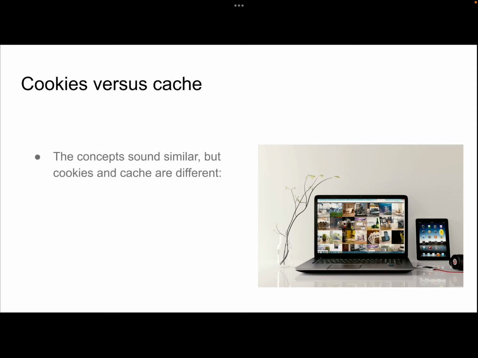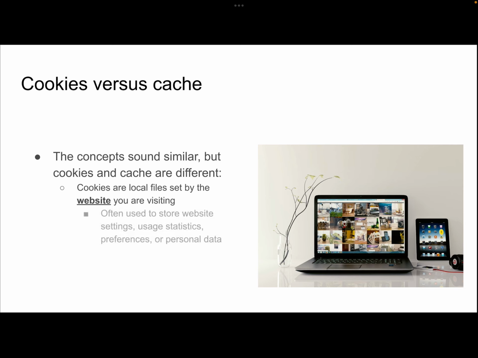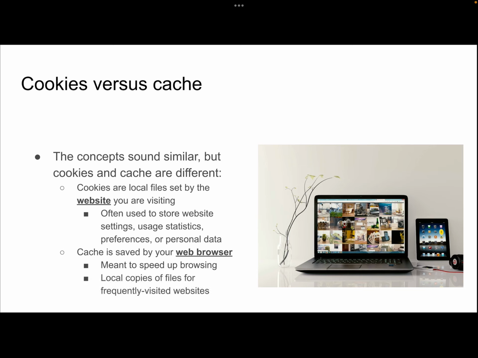So, a reminder of cookies versus cache, similar concepts. Cookies come from websites. Cache comes from web browsers. Again, cookies just allow us to store settings, preferences, and reminders of what we have, aka what's in our carts. Cache is just meant to speed up your browsing experience and save you some time, realistically.